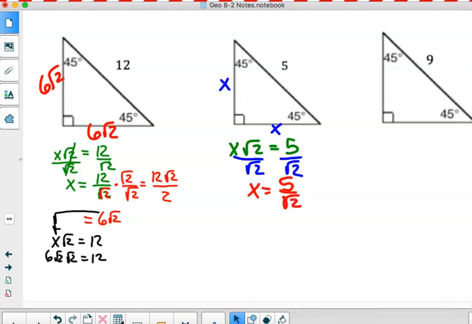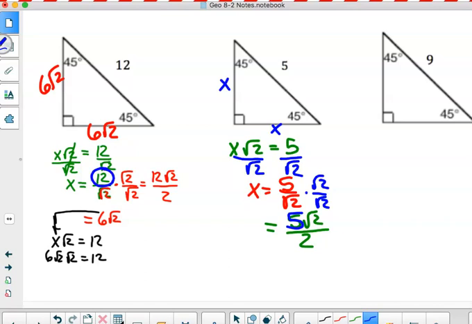But I have to multiply by the square root of 2 over the square root of 2. So I get 5 the square root of 2 over 2. Now remember, I got 5 the square root of 2 over 2. Over here, I had 12 the square root of 2 over 2. Okay, right there. Wow, I wonder if that's a pattern. Well, let's see what's going on. Let's do this last one.